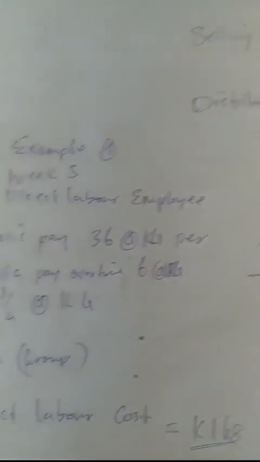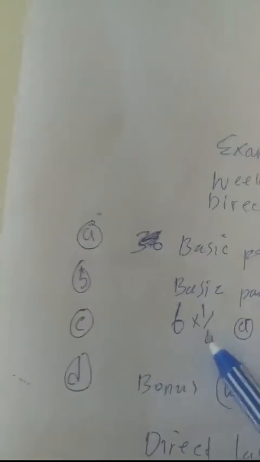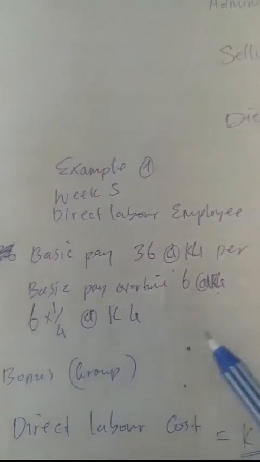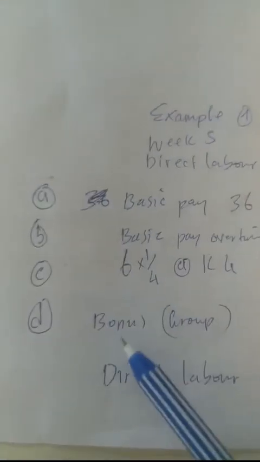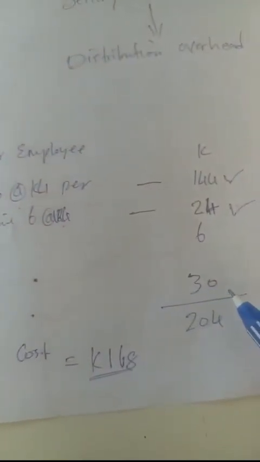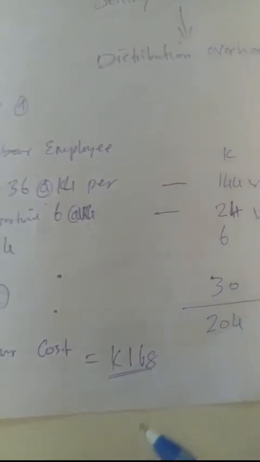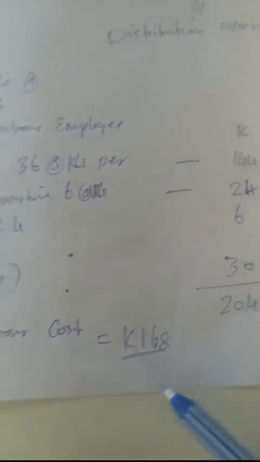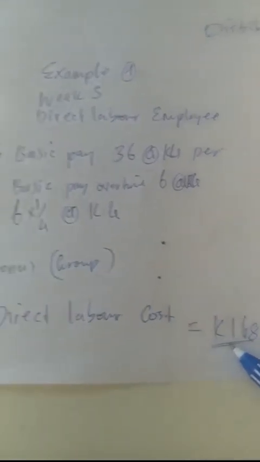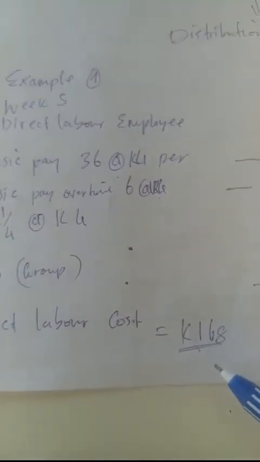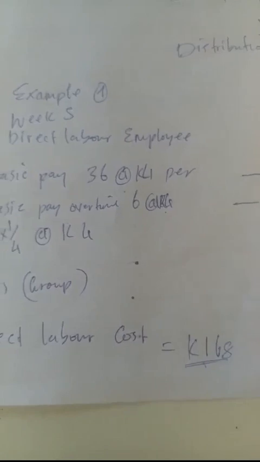Why not these other ones? Because the other one, like statement C, was the overtime premium, which is treated as an indirect cost. And then the bonus, which he received as a group, the 30 kwacha, we won't add it to the direct cost. This was a total wage, but we only want the cost which relates to direct labor cost, which is 168. Thank you very much.